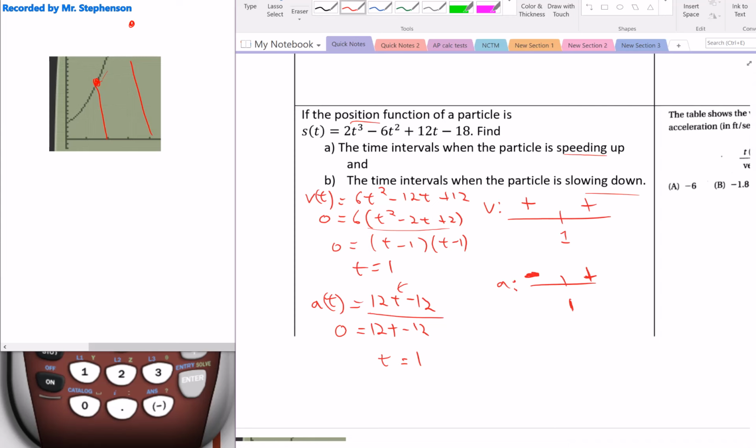So the idea is, it's speeding up when the velocity and the acceleration have the same sign, right? So I'd say speeding up happened after 1, which is t greater than 1. And then when did it slow down? It slows down when the acceleration is the opposite sign as the velocity, and that happened when t was less than 1. Right, so that's another example of how that works.